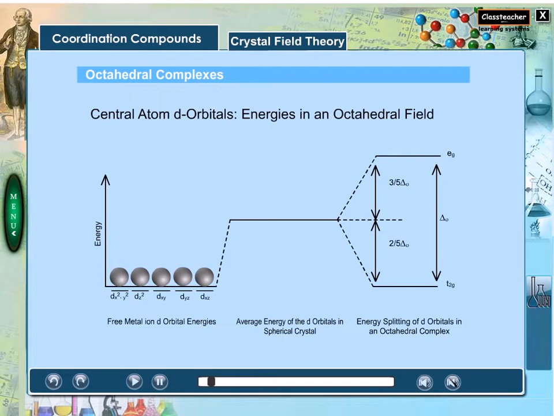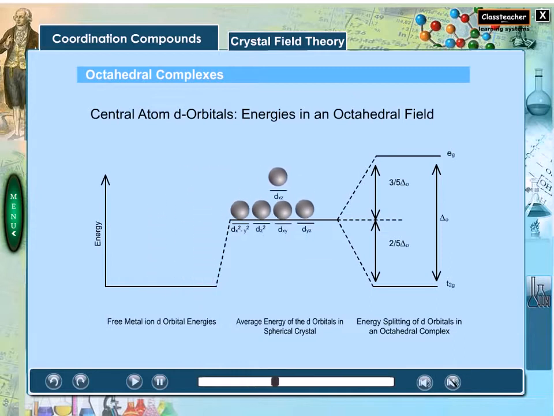In an octahedral crystal field, we say that d orbitals have an octahedral energy splitting, and we denote this by delta with subscript O. 3 orbitals of lower energy are represented by the T2G set and 2 orbitals of higher energy are represented by the EG set.